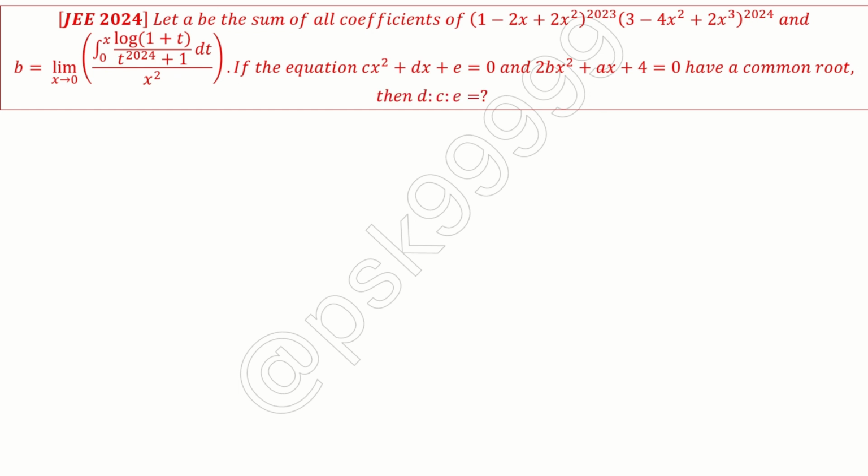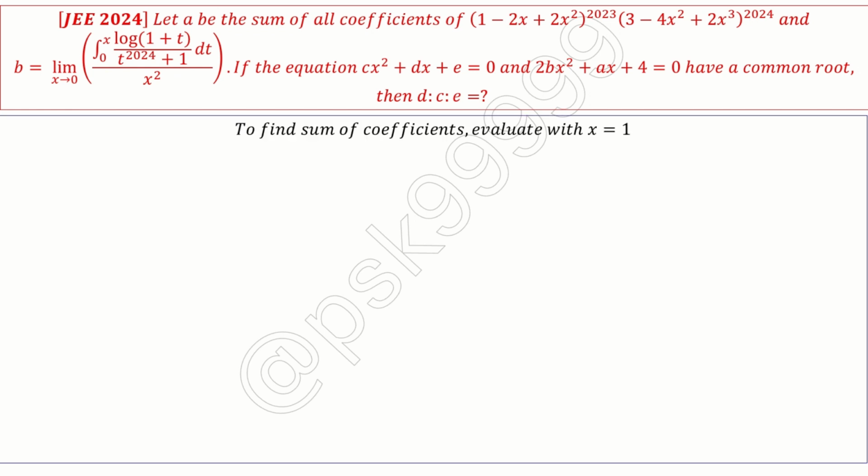Okay, so basically you need to find the a and b values. Okay, from the quadratic equation find the roots. Okay, and if these are the common roots with cx squared plus dx plus e, then we have to find what the ratios are. Okay, so first part is simple. Sum of coefficients is very simple. We just need to substitute x equal to 1, then you will get the sum of coefficients. Very easy.